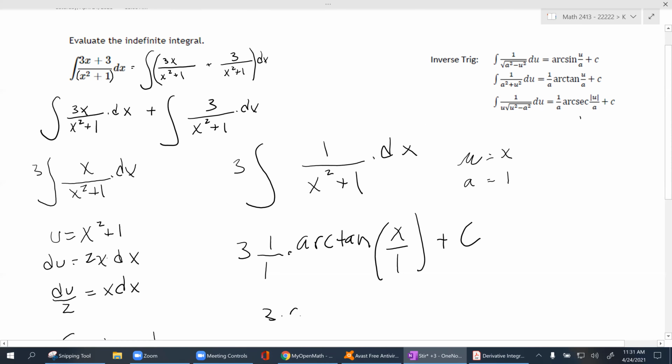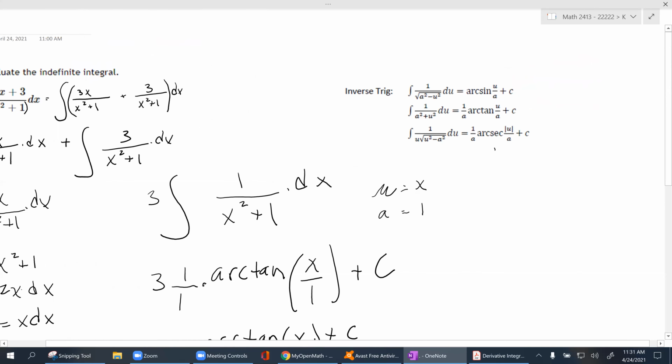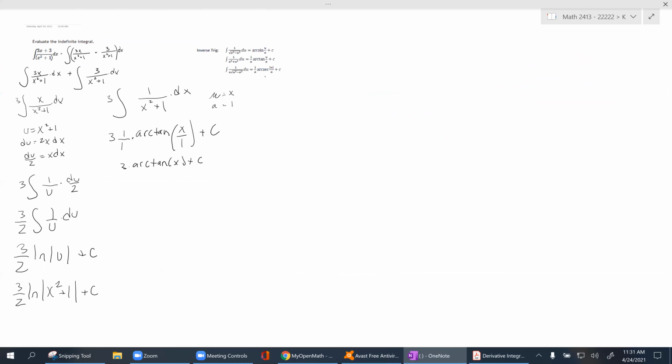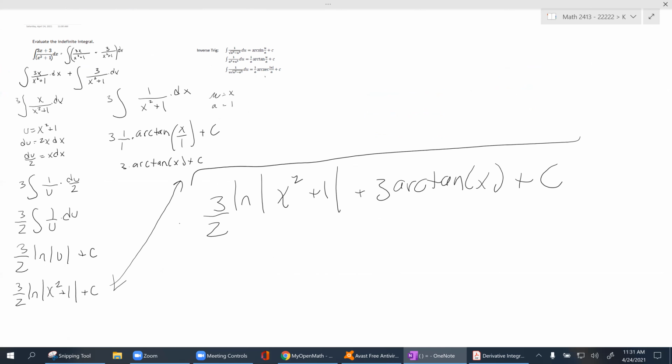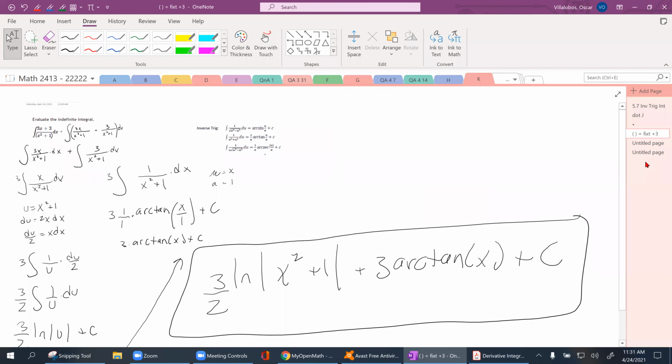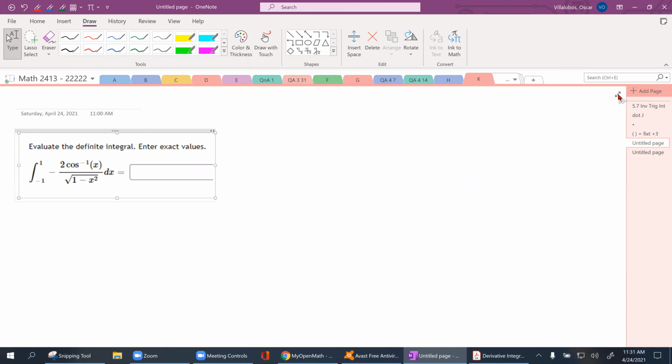So this is 3 arctan of x plus c, meaning your final answer, you have to combine both of these two. Your final answer would be 3 over 2 natural log of x squared plus 1 plus 3 arctan of x plus c. This here would be your final answer. The main thing here was to split that integral into 2 parts.